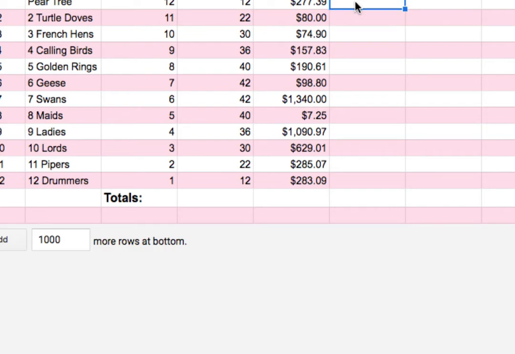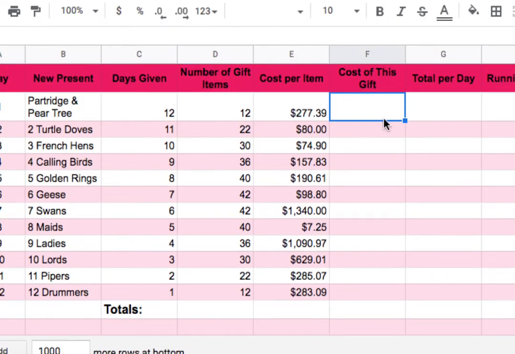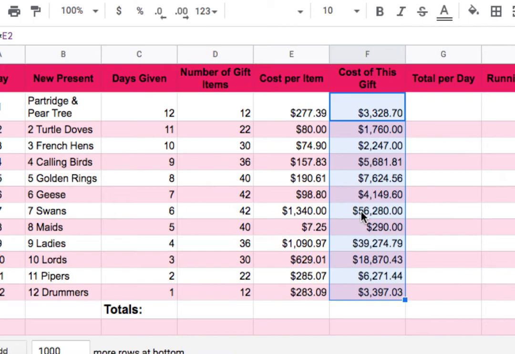Okay, so what's the total cost of this gift? That is, how much money was spent on partridges and pear trees? Well, if the total of 12 of these were given, and each item cost $277.39, it's a product. All you do is take 12 times the 277 and hit enter. And then go ahead and pull that down.